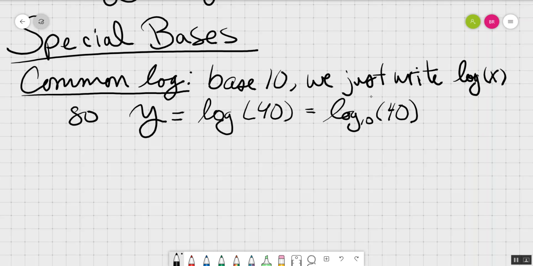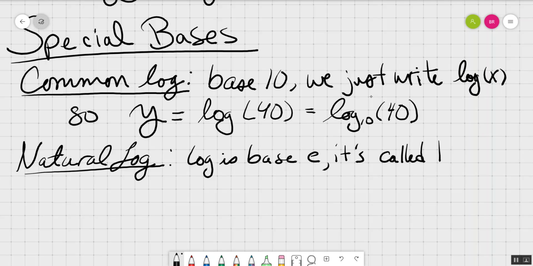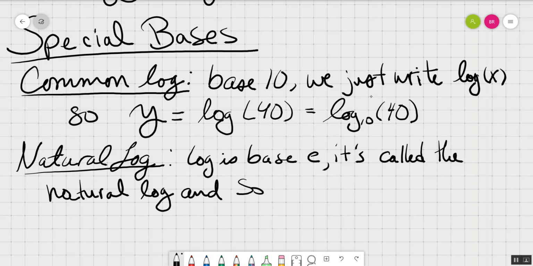Okay. The next one is called the natural logarithm. And this one was done by the French, so don't judge. So if your log is base e, it's called the natural log. And so we write it a little differently.